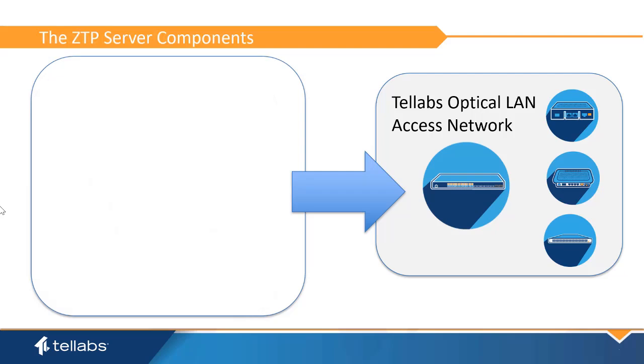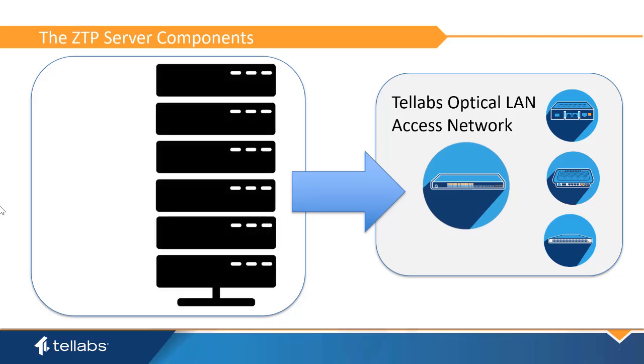The Tellabs ZTP solution uses one or more servers to hold the files to be downloaded during the ZTP process. The Tellabs OLT acts as the client and gets startup and configuration information using 6 server components. The DHCP server assigns IP addresses, DNS server information, and the ZTP server URL. The ZTP server is an HTTPS file server that holds the ZTP configuration file used by the OLT for startup and configuration.